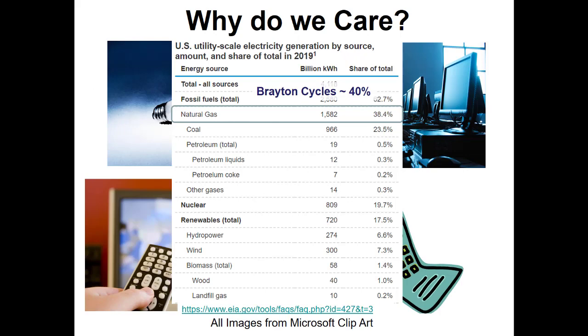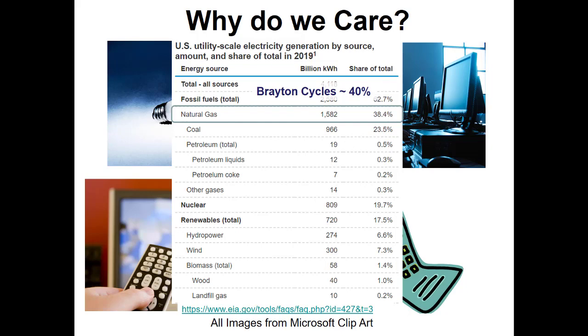So Brayton cycles are pretty important, right? So why do you care? If you look at the textbook, I think that this number used to be something like 20%. But because of fracking and the explosion of natural gas power plants, maybe that's not the right word choice here, right? But the dramatic increase in the number of natural gas power plants here in the United States, we now generate about 40% of our electricity using these natural gas power plants. And natural gas power plants run on Brayton cycles, right?